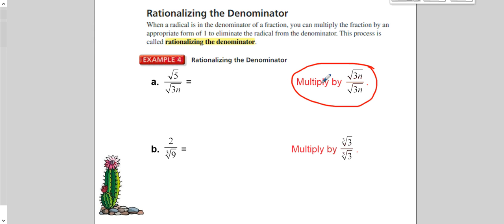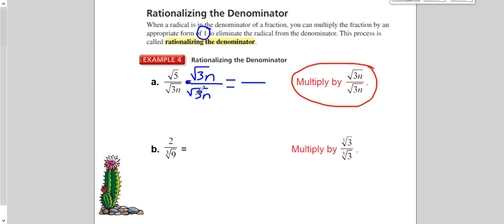what's in the denominator, the square root of 3n. When we do that, it creates a pair. So I'm going to change this to a times sign. We're multiplying by rad 3n over rad 3n. So anything divided by itself is just equal to 1, some form of the number 1.